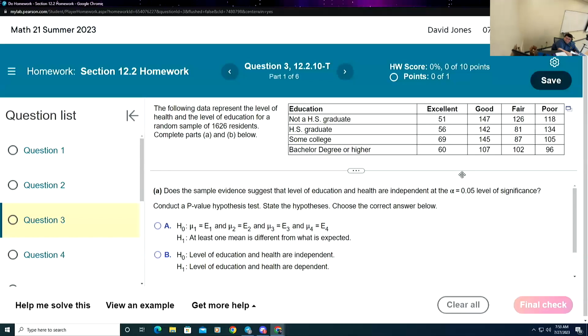And for the video, these are the values I got. 51, 56, 69, 60, 147, 142, 145, 107, 126, 81, 87, and 102. Poor is 118, 135, not 135, 134, 105, and 96.